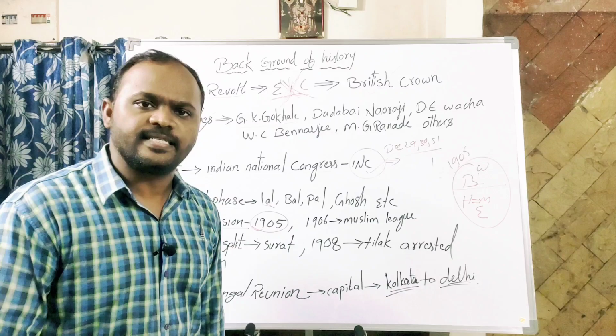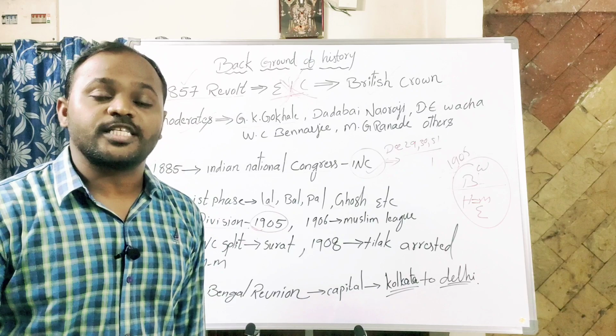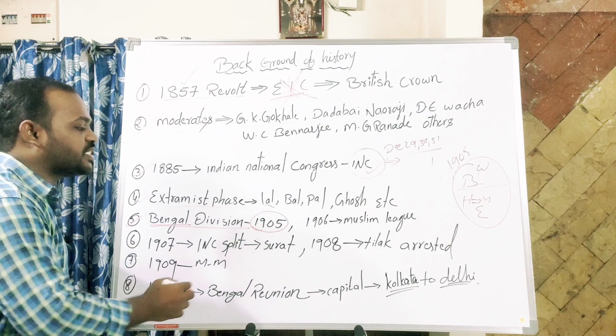Are you getting the point? This is how the Britishers ruled India for a longer time. That is called the divide and rule policy. Are you getting the point? This is what happened in the Bengal division of 1905. Again, there is a big story regarding this that we will discuss in the concerned topic.